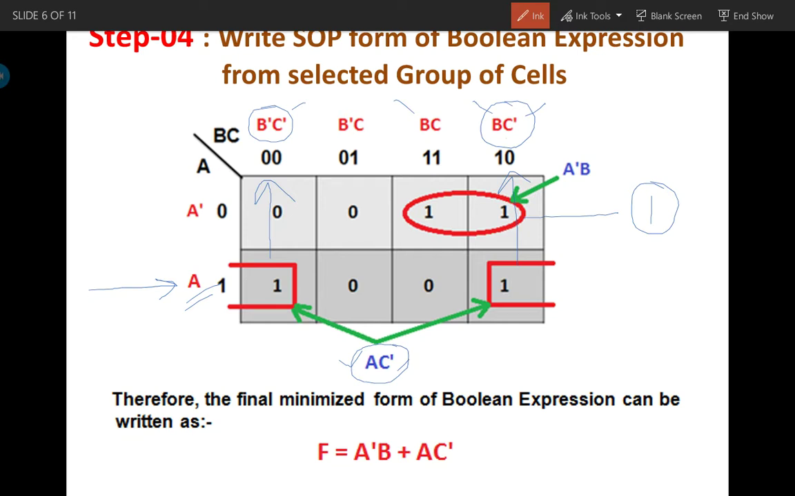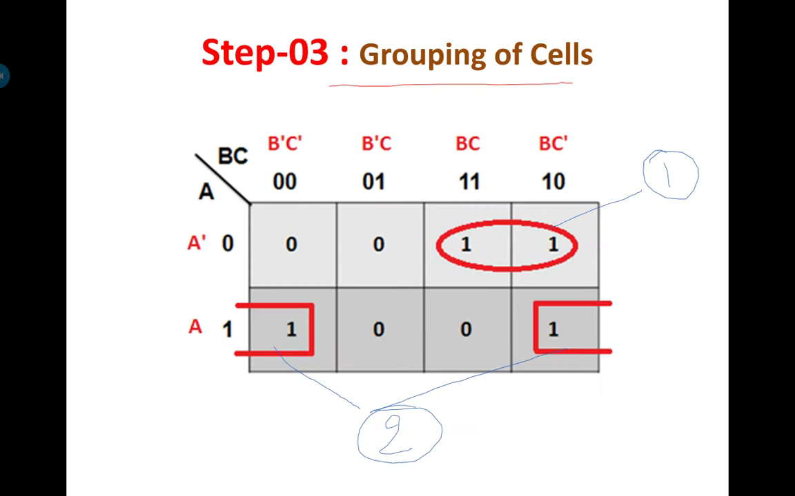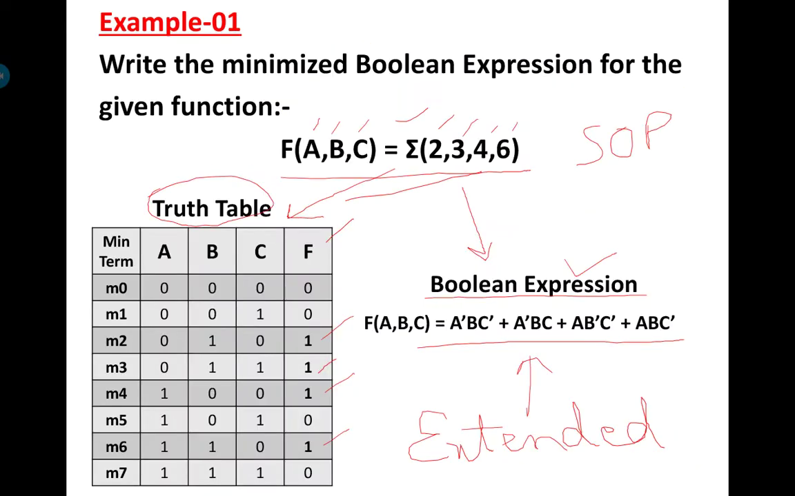So for group number 1, we have the product term A bar B, and from the second group we have the product term A C bar. Therefore, the final minimized form of the Boolean expression in SOP form is to combine both product terms as F is equal to A bar B plus A C bar. Now this is the final Boolean expression, and it is the reduced form of the Boolean expression.